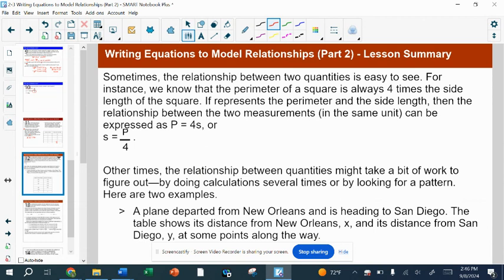This is in your book. This is on page 150. If we know the relationship between two quantities, it might be really easy to see what that equation should be. So for instance, the perimeter of a square. The perimeter is 4 times the side length. Or we can rearrange it sometimes and have, for instance, the side over here by itself, and the perimeter divided by 4 would give me a side length.